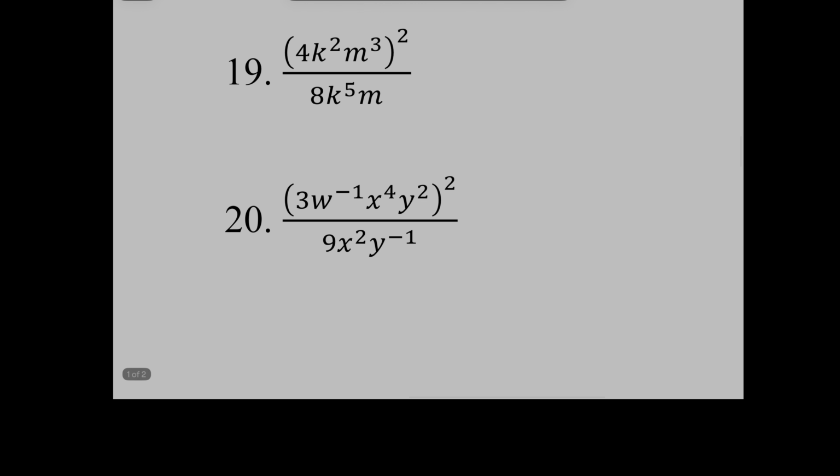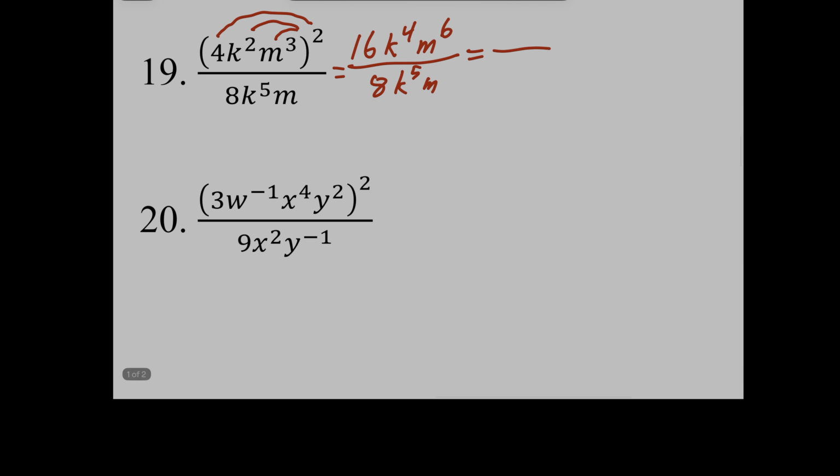Let's go two more. 19. I'm going to square all of these. I like writing these lines. I hope you like doing those too. I think that would really help you. 4 squared is 16. K squared squared is k to the 4th. Remember, we multiplied. M cubed squared is going to be m to the 6, over 8k 5m. Well, they're all positive. I don't need to flip anybody, so let's just do it.